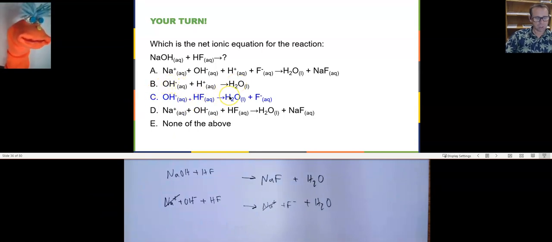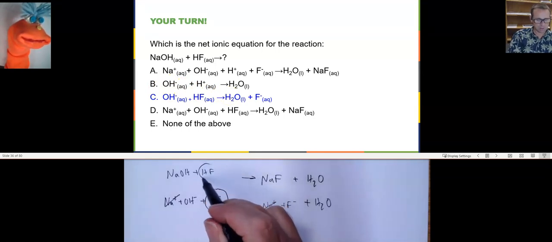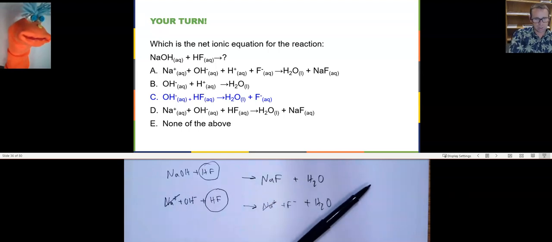Okay? So take-home message from this problem is that if you have a weak acid in a reaction, it doesn't separate into ions when we write the ionic equation, and therefore if it reacts, it's not going to be lost in the net ionic equation.